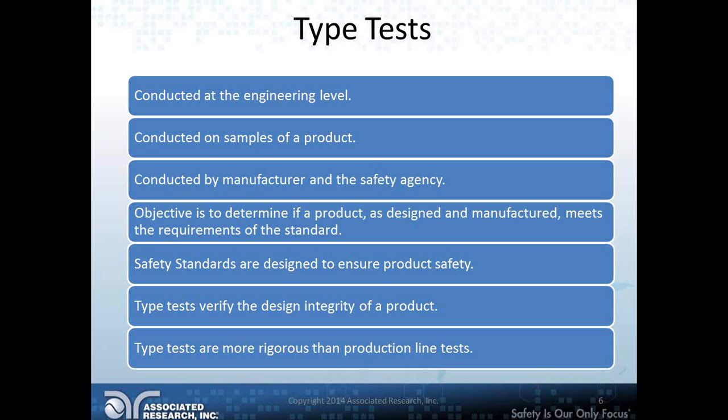So basically, type tests are, again, designed to verify the design integrity of a product. And they're much more rigorous than production line tests because, of course, this is a design phase and the manufacturer wants to be sure that nothing's being left behind and everything is being covered.